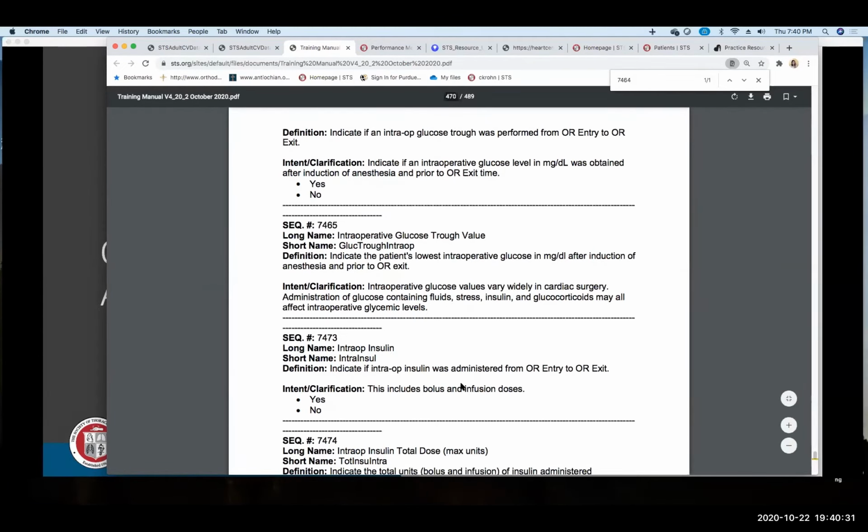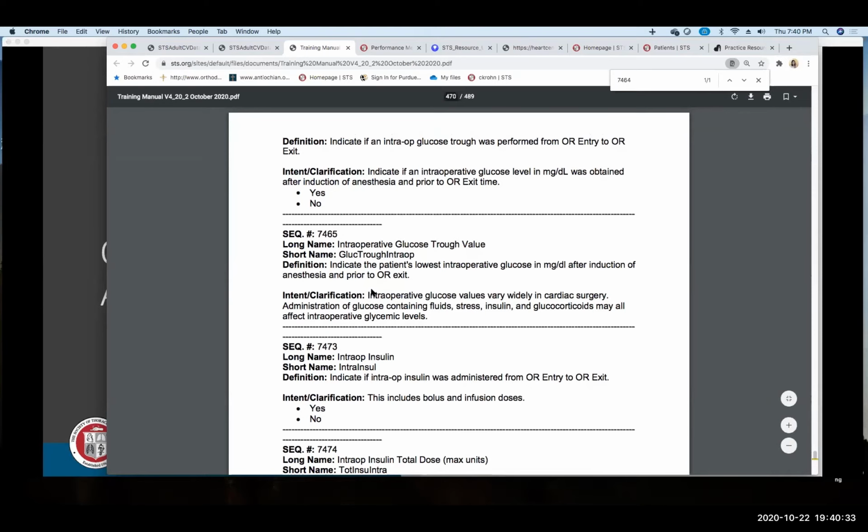Miklos, did you have anything to add into this section here related to our training manual? You all worked very hard in providing these definitions and intent clarifications for the data managers to make sure that we're consistent in our data collection.